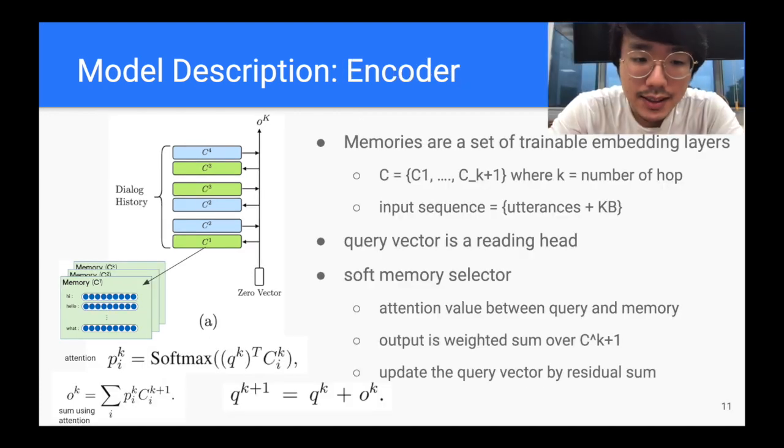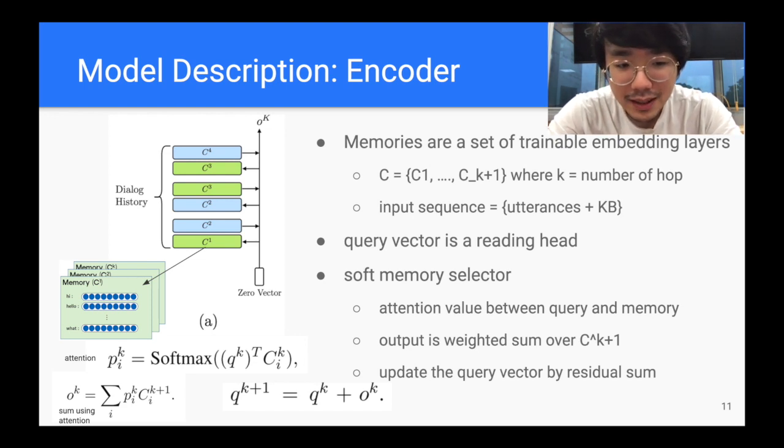The encoder consists of memories, the trainable embedding layers, and those make up the C1 through C4 in this figure. The query vector Q acts as a reading head over the memories, and it begins with a 0 vector. A soft attention mechanism develops the query vector. It gets the attention P by doing a dot product of the current query and the current memory. Then its output is used to make a weighted sum over the next hop. Finally, it updates the query with a residual sum of the current query and the aforementioned output.